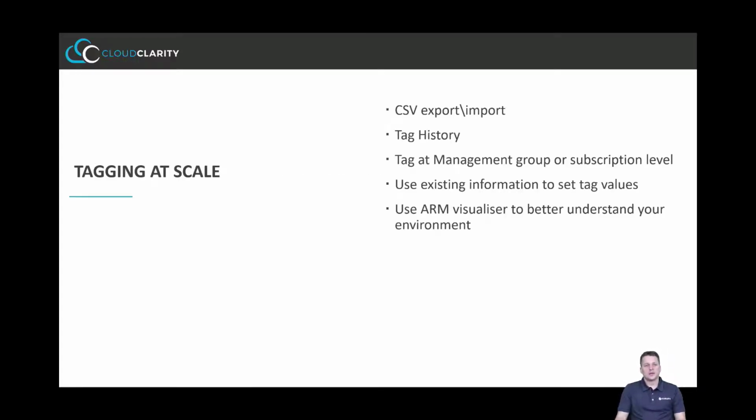So, to summarize, the CSV export-import is a powerful tool to fix and streamline tags in bulk. Tag history can be seen as a safeguard to revert to a previous state, but also helps with compliance, so you can see who changed what and when. We haven't seen tagging at management group level, but this same matrix where we summarize all the tags and the tagging functionality with the tag allocator is available on management group level as well. We also saw how to use existing information to set tags and how the ARM visualizer gives us more visibility to understand our environment better, and this information can be used to set tags.